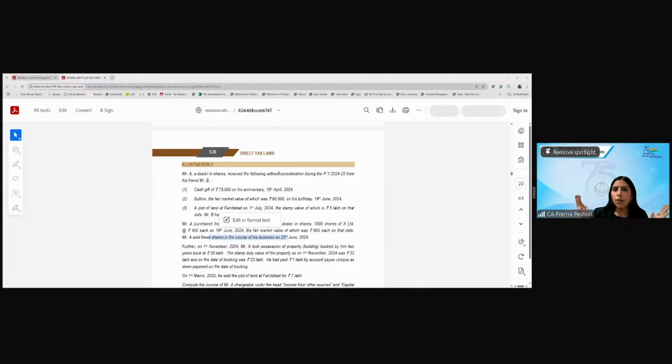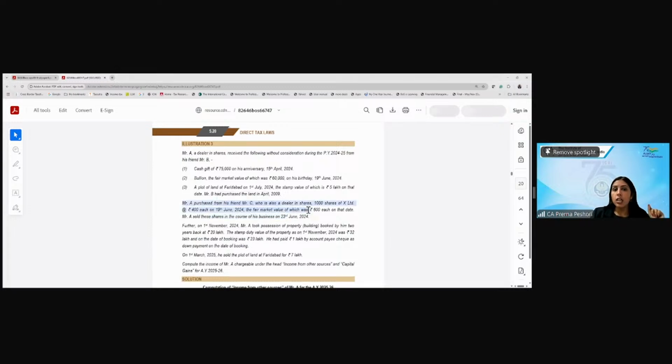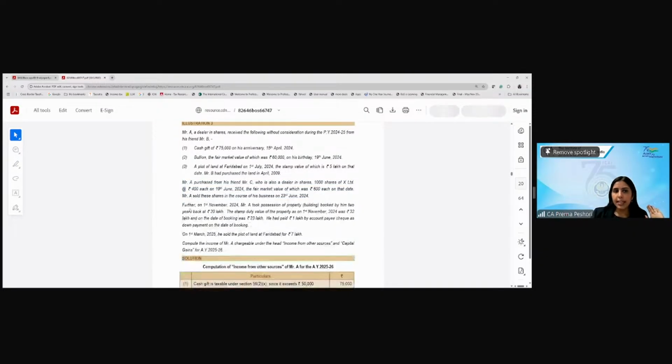56(2)(x) applicable, because 56(2)(x) is applicable on the property which is a capital asset. This is stock in trade. And stock in trade is excluded from the definition of capital asset. So therefore, here, even if he has received the shares at less than the fair market value, since it is not a capital asset, 56(2)(x) will not be applicable. Are we clear? Next one.